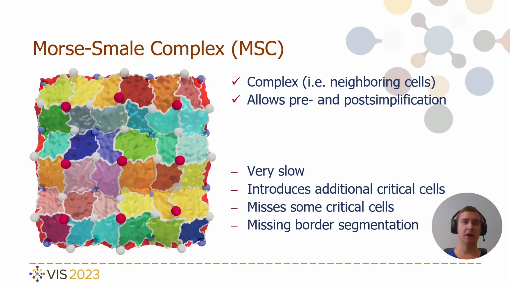Also, we can either simplify the dataset before we compute the Morse-Smale complex, or we can simplify the Morse-Smale complex itself. The downsides of the Morse-Smale complex are that it is very slow to compute. Also, it introduces additional critical cells, especially in the border regions. And it can also miss some critical cells in border regions. Also, those border regions might not be segmented depending on the implementation.